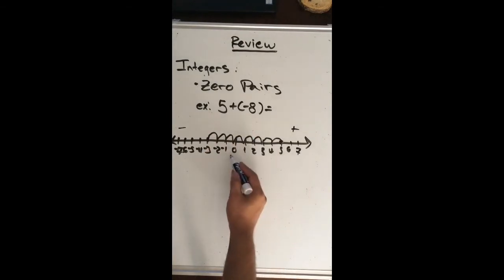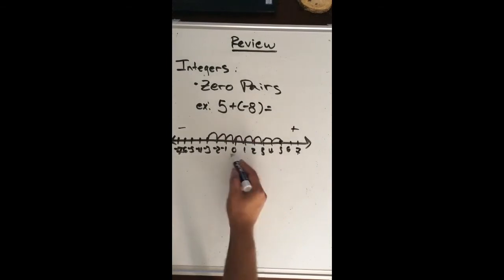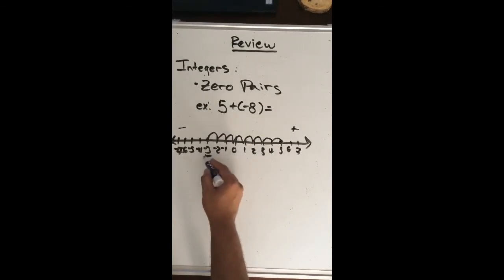Notice how we passed the 0. I guess that makes sense because the absolute value of -8 is greater than 5. So we're going to go past that. And we got this value. It looks like a -3.